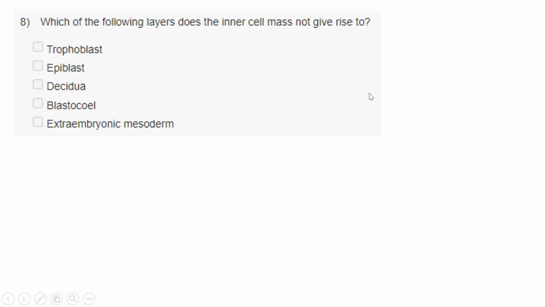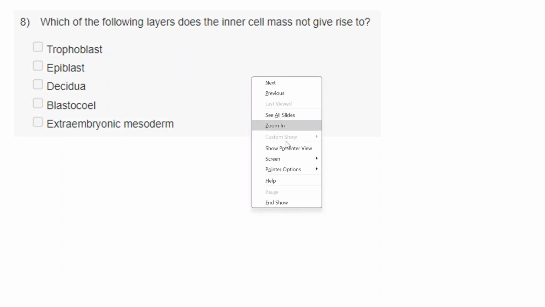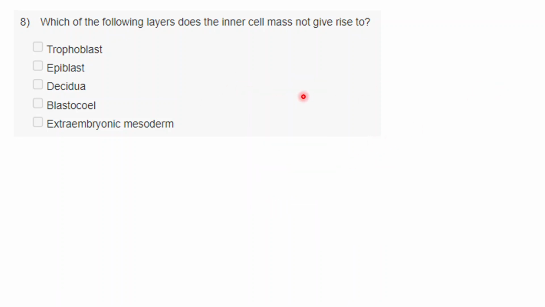Which of the following layers does the inner cell mass not give rise to? This could be a pretty simple question. It is not produced by the inner cell mass. Option A, trophoblast. B, epiblast. C, decidua. D, blastocele. And E, extraembryonic mesoderm. The inner cell mass does not give rise to which of these layers?